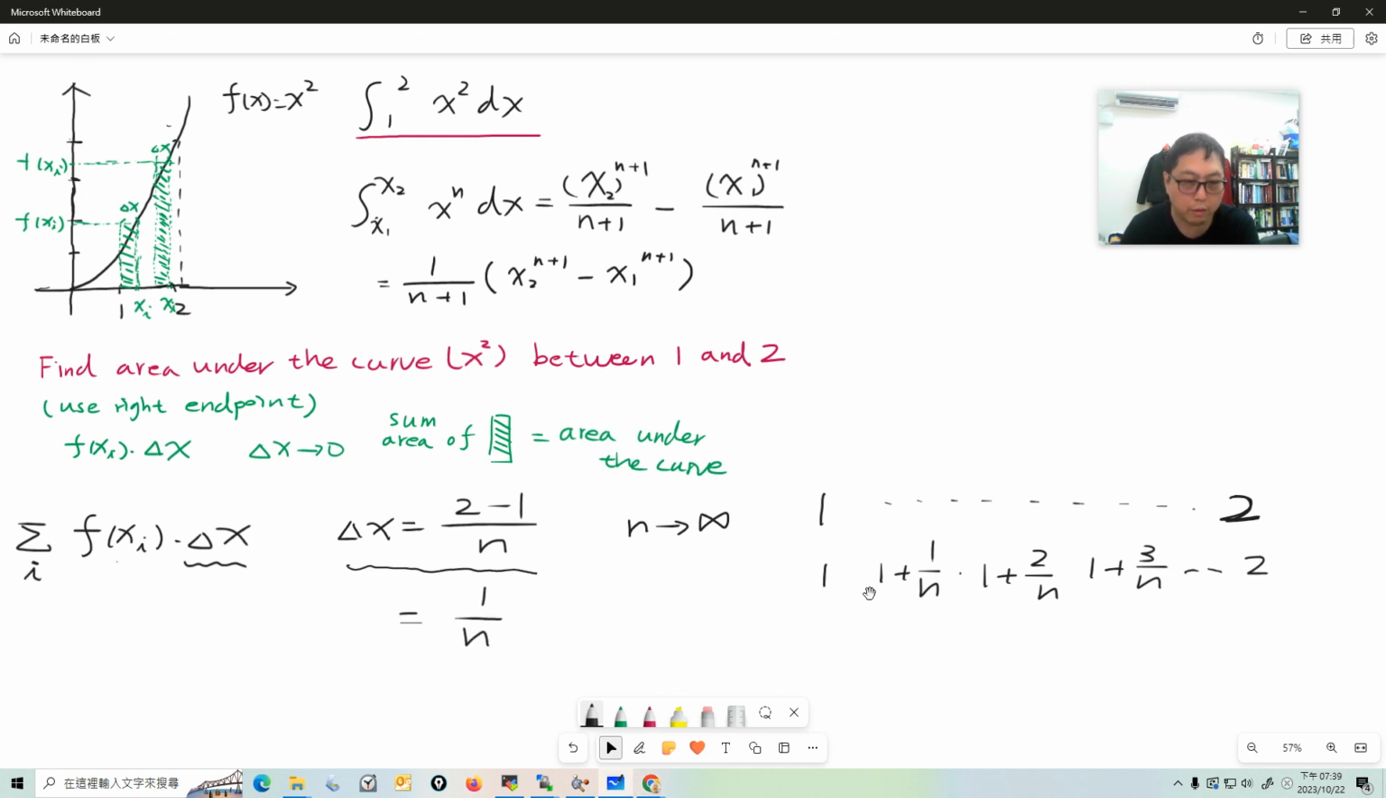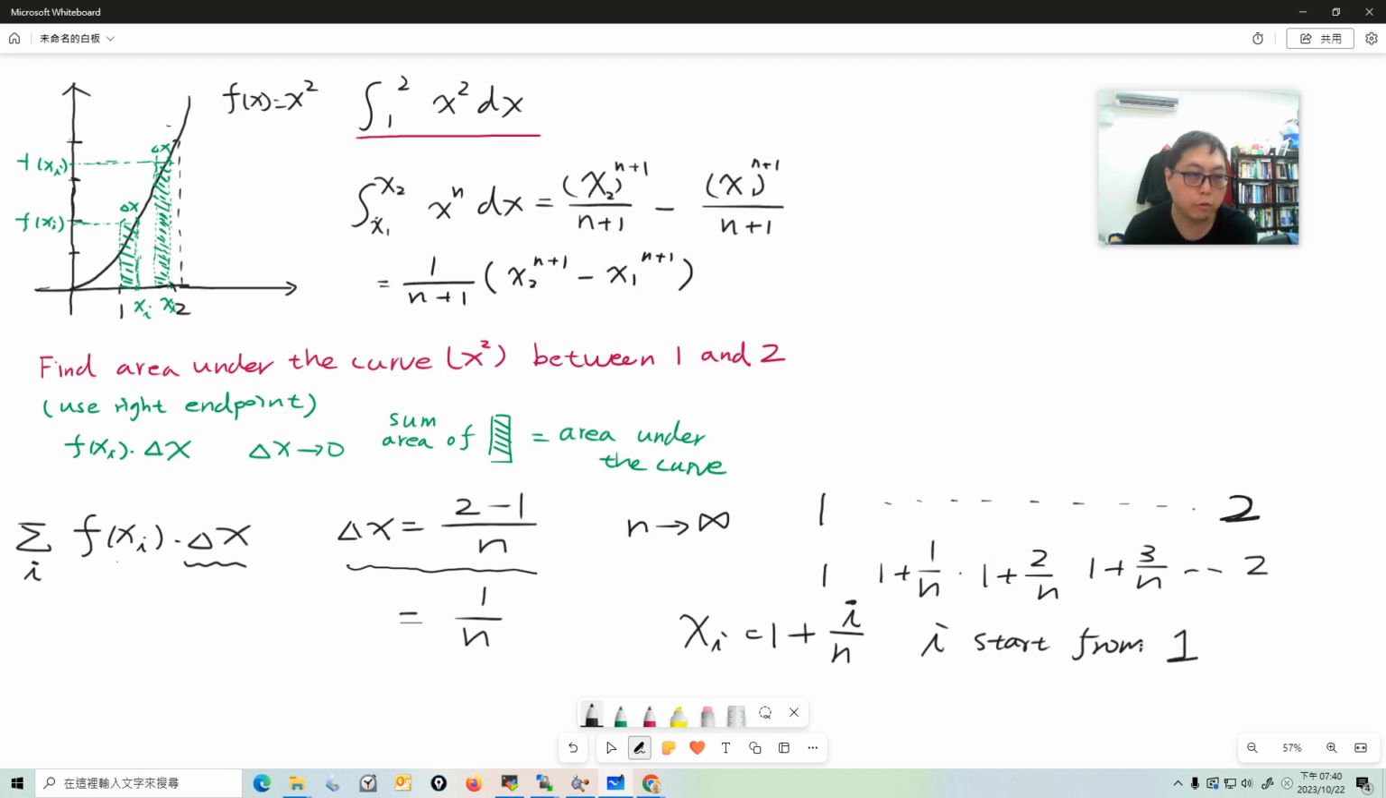We have 1 plus 1 over n, and 1 plus 2 over n, 1 plus 3 over n, and all the way to the 2. So we can write this down: our xi would be 1 plus i over n. Okay, i is our index, so our xi will be 1 plus i over n, and i starts from 1.